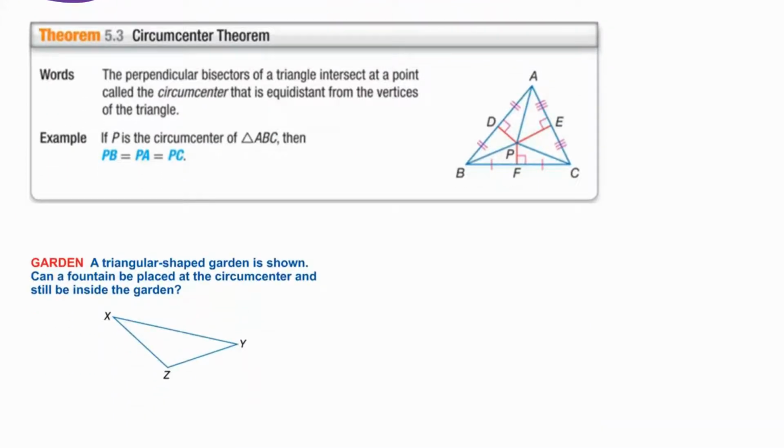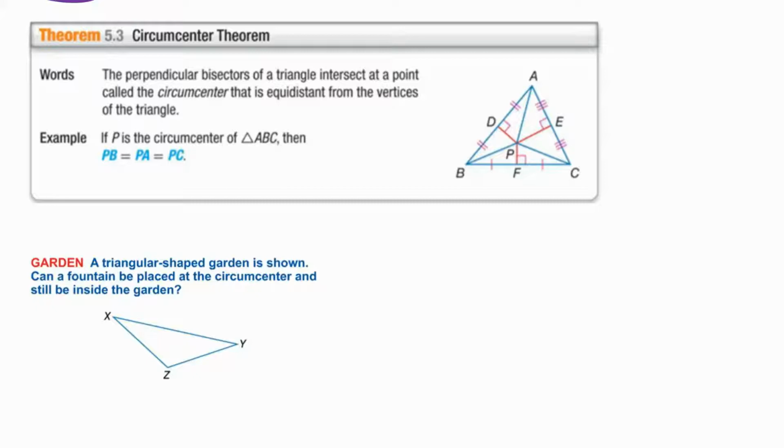In this chapter, chapter 5, we're going to learn 4 different types of centers. My suggestion would be to create flashcards that has the name of the center, maybe a diagram of the center, and then how we constructed it and whatever's special about that center.